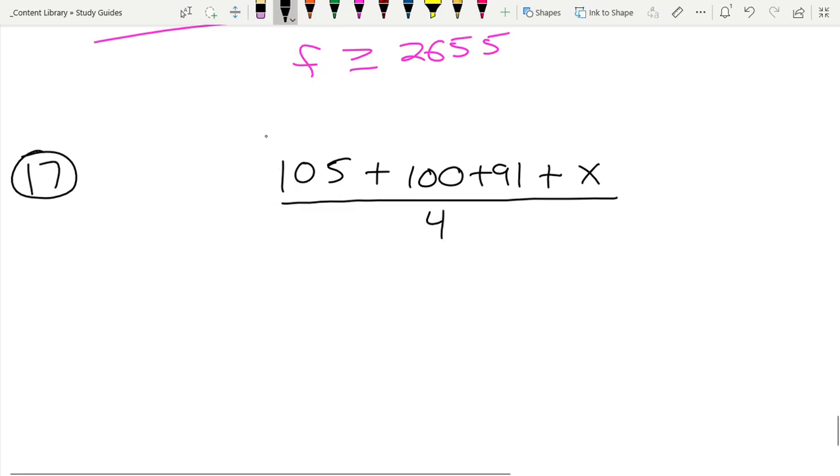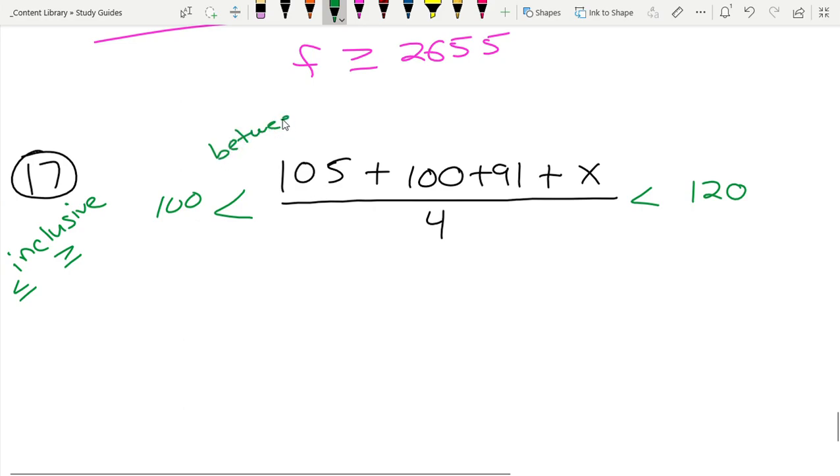Now they want the answer to be between. And on your study guide, I highlighted, I bolded and underlined between. Between means you can't equal those numbers. So this average has to be bigger than 100 and smaller than 120, not equal to. If we would have used the word inclusive, inclusive means that you use the greater than or equal, less than or equal. But we didn't say inclusive. We used the word between.